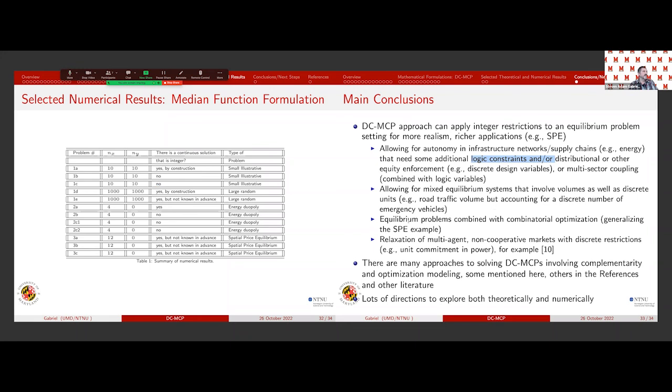And so a more general way of looking at it is equilibrium problems combined with combinatorial optimization, generalizing the spatial price equilibrium example we had, and many other versions that are possible. So it's basically a lot of directions to go in, both theoretically and numerically. And I think where equity comes up, this might be quite helpful. Maybe there are faster ways to solve this if you need answers in real time, like for unit commitment problems and so on. But anyway, we have a few papers on this.